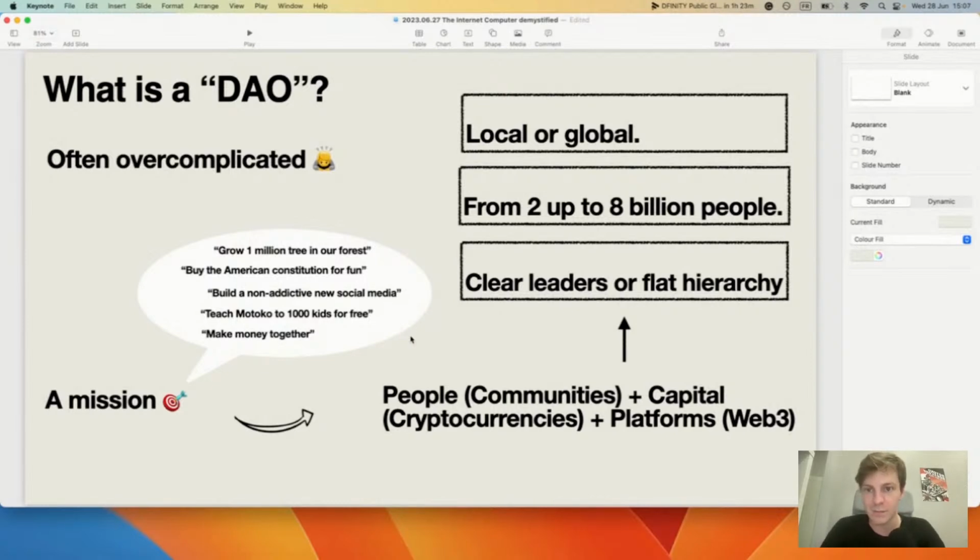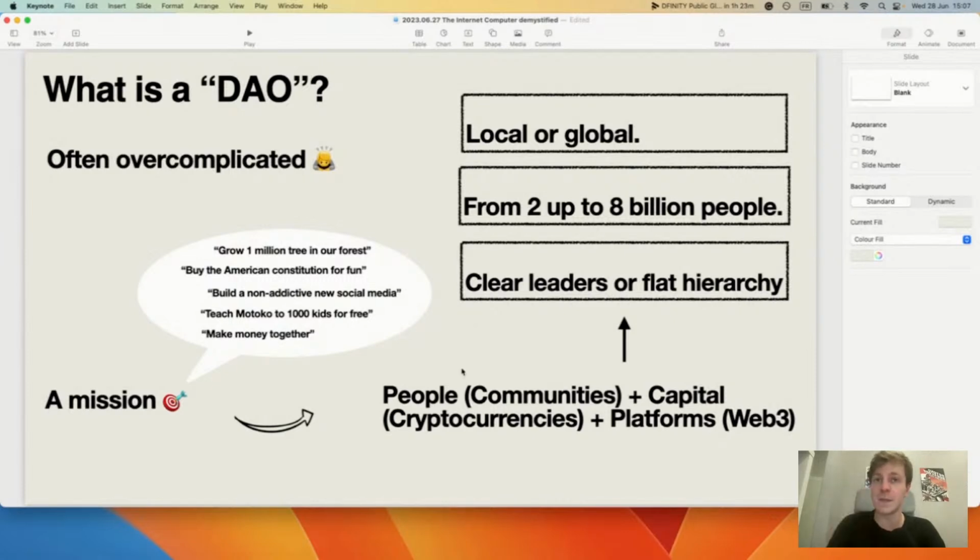The mission can be digital or physical, but it's a mission. And then it's just people, capital, and platforms coming together. A DAO can be very local or very global. For example, one of the biggest DAOs that exists as of today is the DAO that is governing the Internet Computer itself, so the NNS. A DAO could have 2 people or 8 billion people if it's a worldwide DAO. Or a DAO could be very flat, so anyone could have some kind of power within the DAO, or people could have decided to elect leaders, or leaders could be self-elected. But it's essentially just a digital organization.